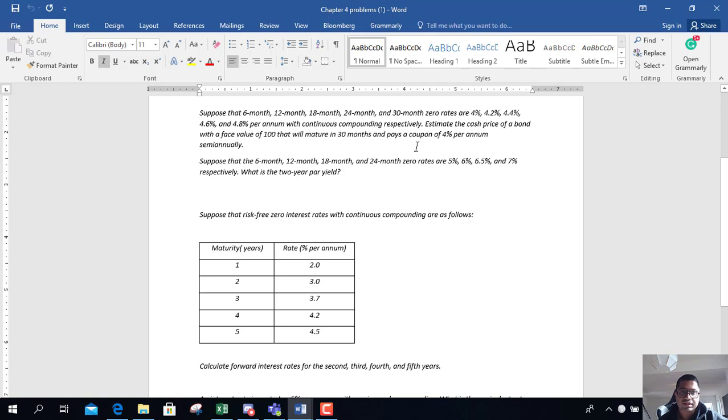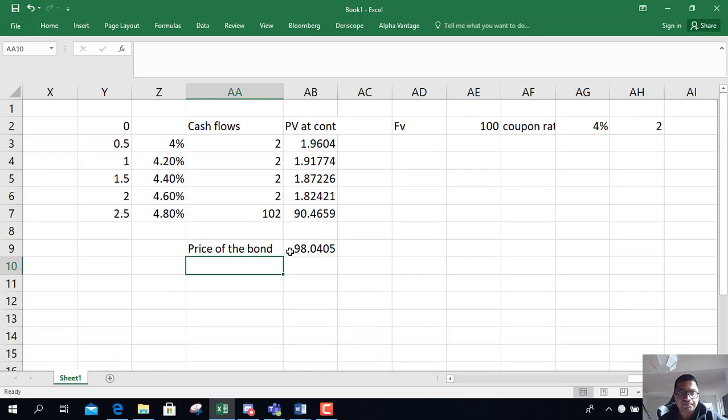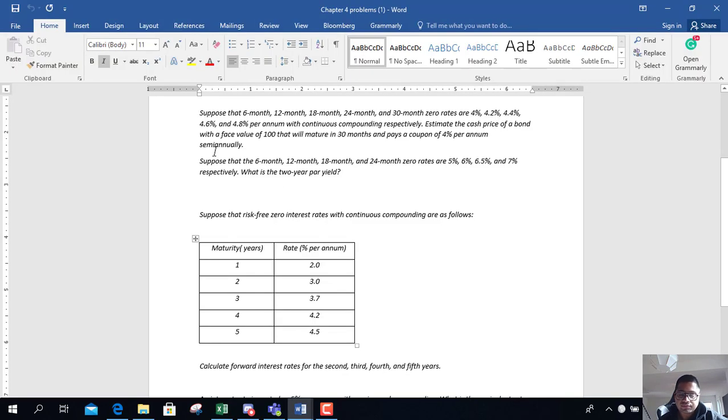Okay, so this one is done. Price of the bond is 98.04. The next problem: they're saying, suppose that the 6 month, 12 month, 18 month, and 24 month rates are 5, 6, 6.5, and 7. What is the par yield?